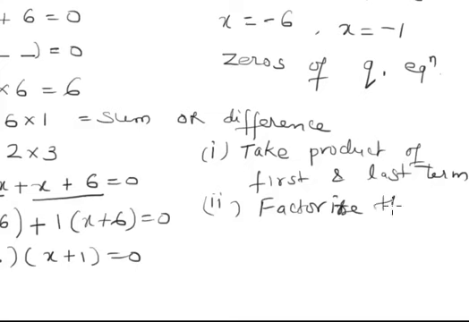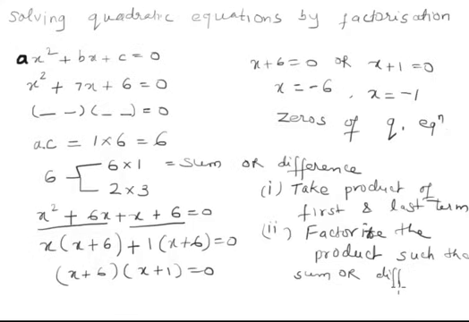Factorize the product in such a form that their sum or difference should give you b, the middle term. Take the product of the first and last term and then factorize the product such that their sum or difference should give the middle term. This is how we solve questions based on factorization. We'll take some more examples now.